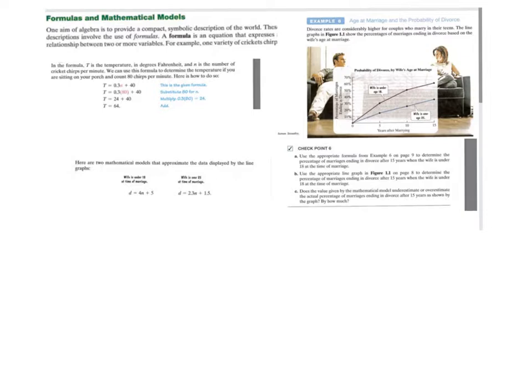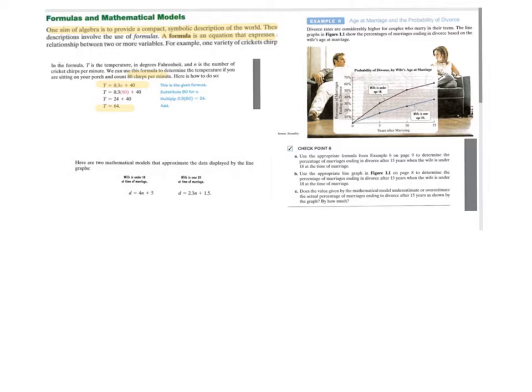Okay, the whole purpose of what we're doing is creating symbols that describe the real world, or equations. If we look at this, this is often called a formula. The equations that are already created from real world examples are formulas. In this case, we have a formula for the temperature based on the number of chirps a cricket has per minute. If we know how many chirps there are per minute, which we do right here, we can substitute that into the formula and get the temperature, which is 64 degrees. So at 80 chirps, we get 64 degrees.